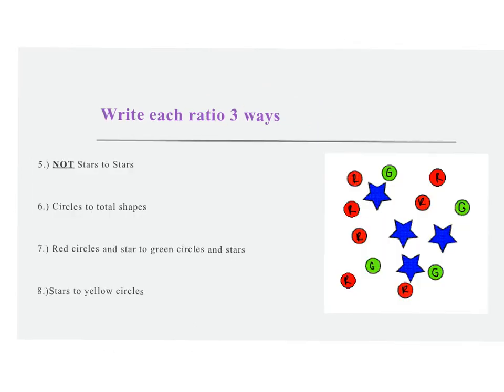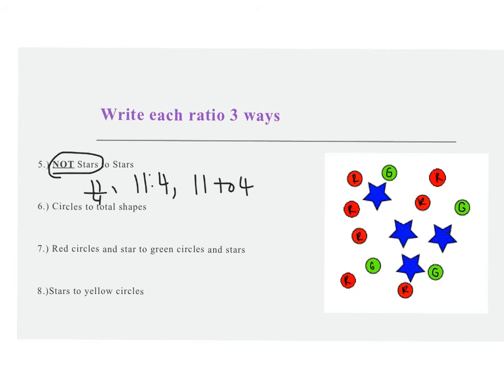All right, for this next one, it says not stars to stars. So we are going to look at everything that is not a star. Those would be our circles. How many circles do we have? 1, 2, 3, 4, 5, 6, 7, 8, 9, 10, 11. It's 11, just like our last slide. 11 to how many stars? 1, 2, 3, 4. So 11 to 4. Again, we're not going to simplify that, so we are just going to write it our 3 different ways. 11 colon 4, 11 to 4.